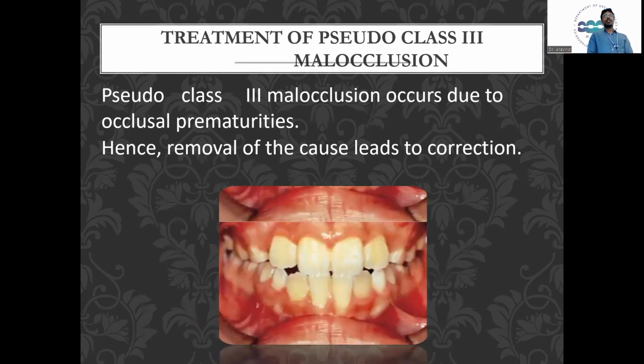So as I said before, there is another type of class 3 malocclusion known as pseudo class 3 malocclusion. This is due to habitual forward positioning of the mandible due to some kind of occlusal prematurities. When these occlusal prematurities, or any other cause of habitual forward positioning of the mandible, are removed, it leads to the correction of the pseudo class 3 malocclusion.